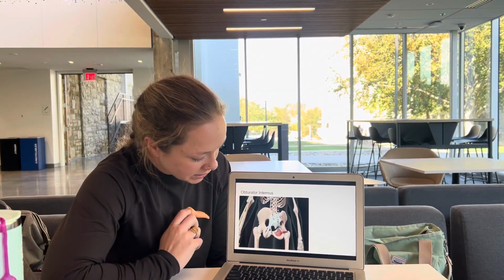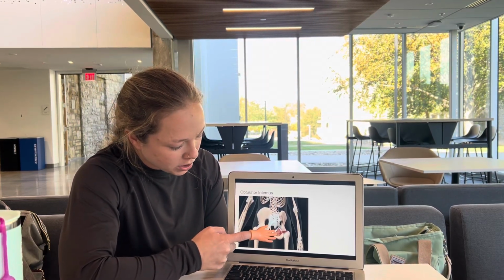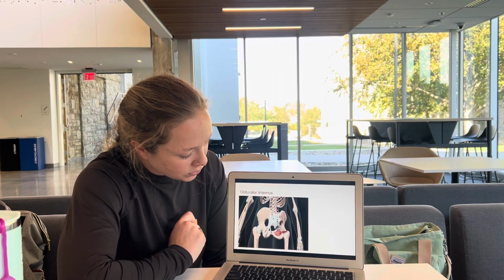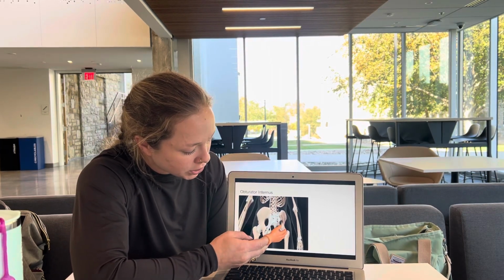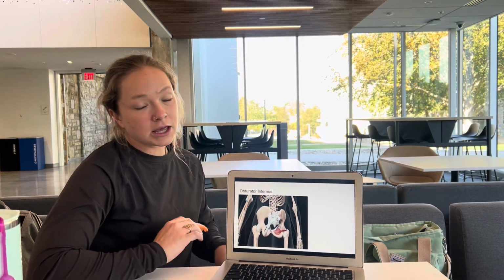Obturator internus. This is going to originate on the internal rim of our obturator foramen of our pelvis, and then it is going to insert on the medial surface of our greater trochanter of our femur. This is going to be a hip external rotator and a hip abductor.